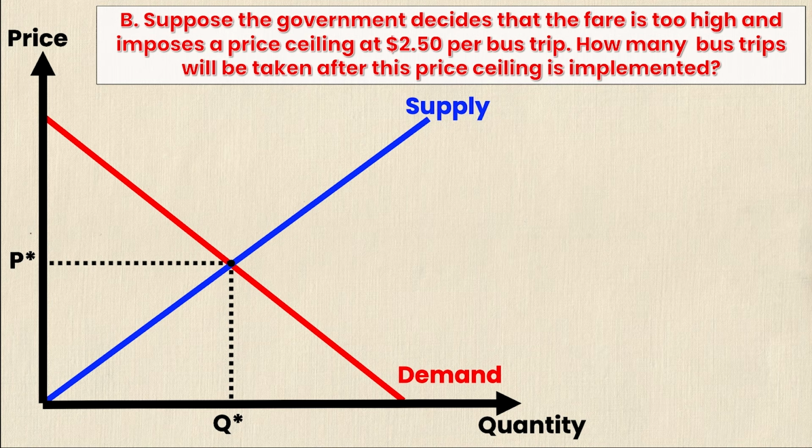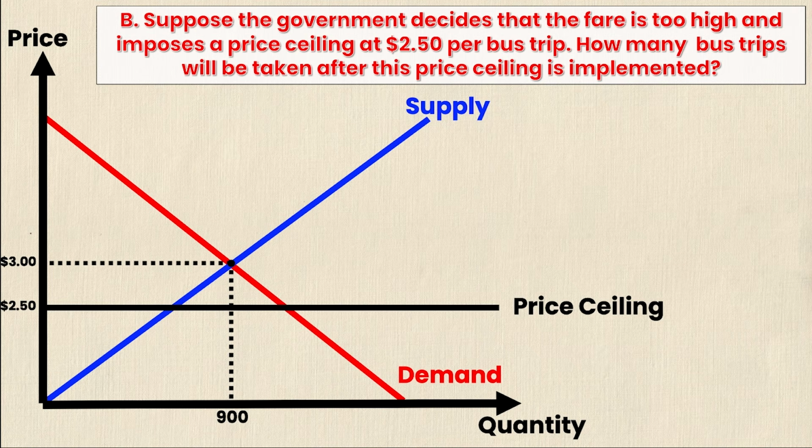But from Part A, I actually know what my P star and Q star are, so I'm going to sub in those values. You'll see now my equilibrium is $3 and 900 bus trips. Now it's time to introduce my price ceiling, which is at $2.50. Once again, this is just given to me in the problem. And now I need to find what quantity will be consumed in the market.